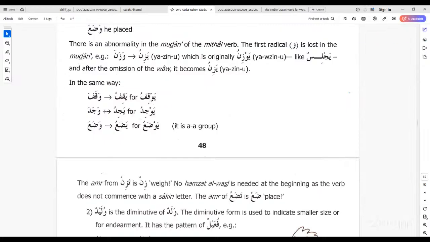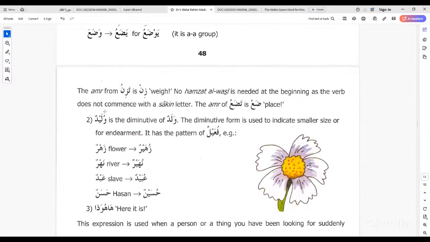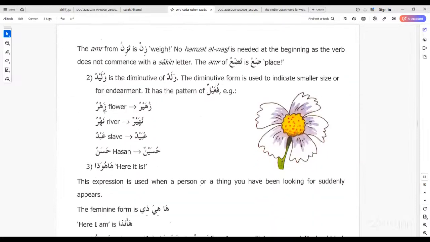The amr of tazinu is zin, weigh. No hamzat al-wasl is needed at the beginning of the verb, and it does not commence with a sukun letter. The amr of tada'u is da'.  Means place.